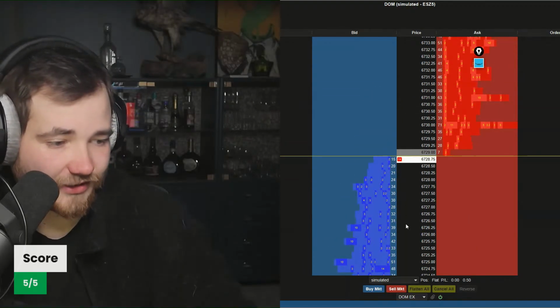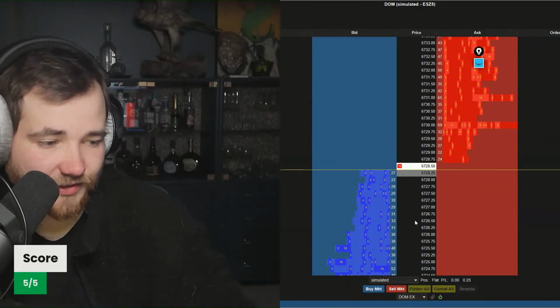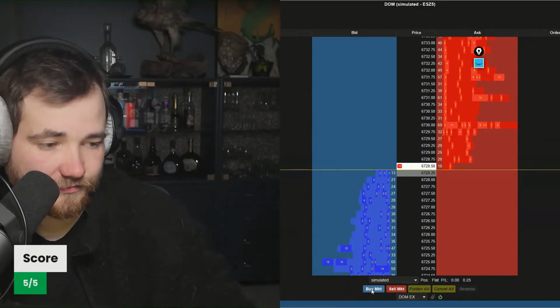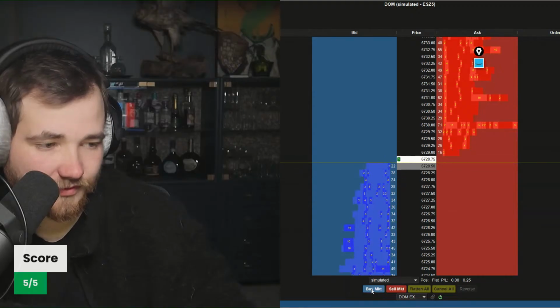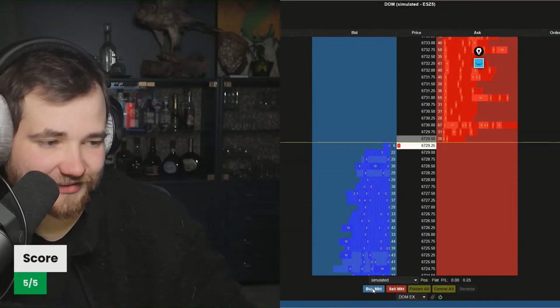A move in favor. Let's look at the 2650 level where it started. Do we get the defense here? 2650. Does it even come back there? Not quite. Not quite yet.